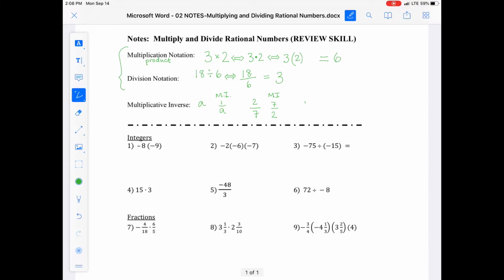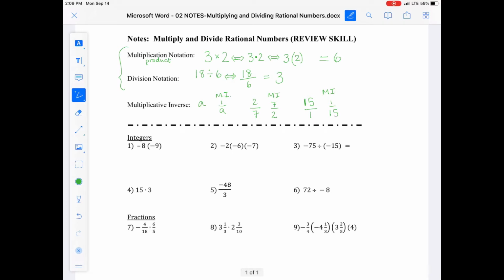Let's throw one out here. What if I had 15? What if I'm looking for the multiplicative inverse of 15? First thing I would do is I'd make 15 into a fraction. Let's throw a 1 under it. So 15 is the same as 15 over 1. So what would the flip of that be? Well, it would be 1/15.